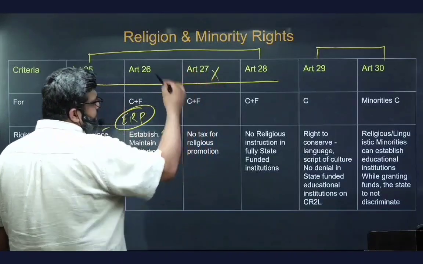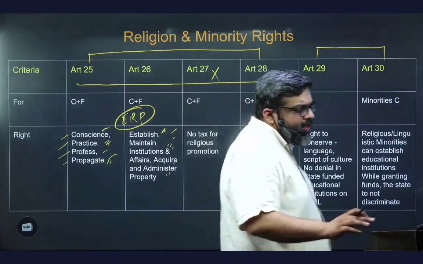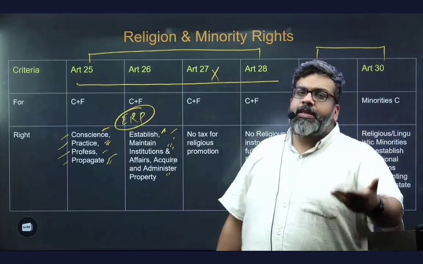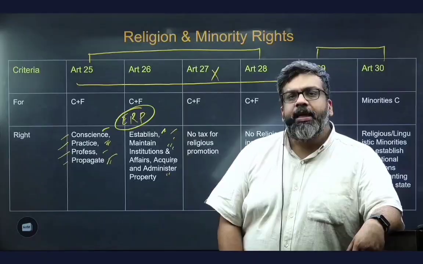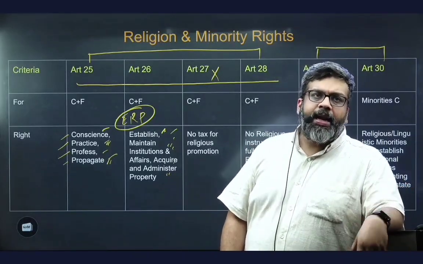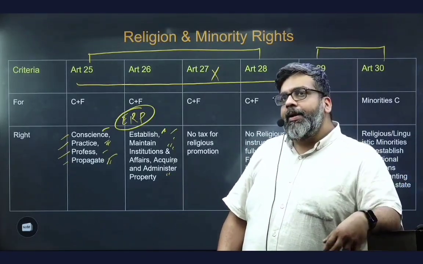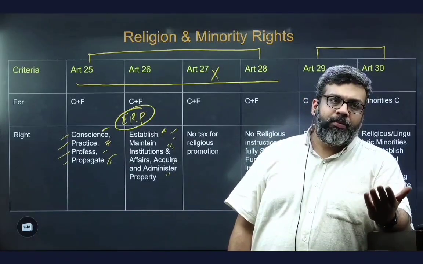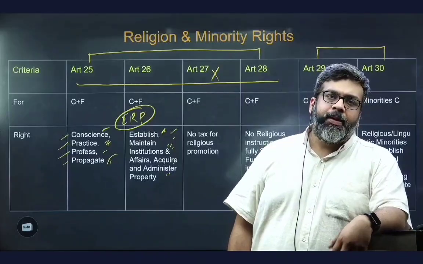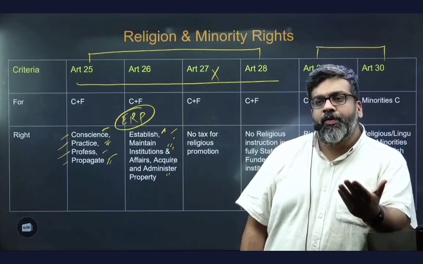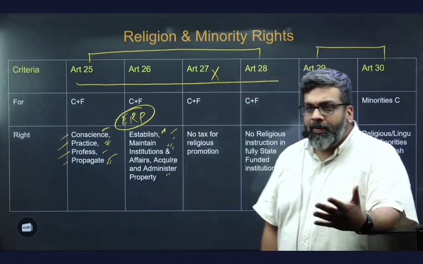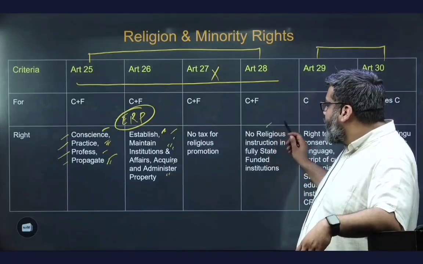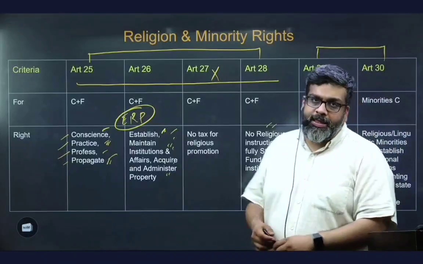Article 27 is extremely irrelevant for the prelims exam. It simply says that there's absolutely no tax that you have to pay if you are doing something which is a religiously promotional activity. In fact, the government for a long time had something called Hajj subsidy, and by a petition made by a member of the Islamic community, the government also withdrew the Hajj subsidy, because the principle was that if you have to go for Hajj, you've got to go for Hajj with your own money and not somebody's charity. Article 28 simply says there should be no religious instruction in fully funded state institutions.